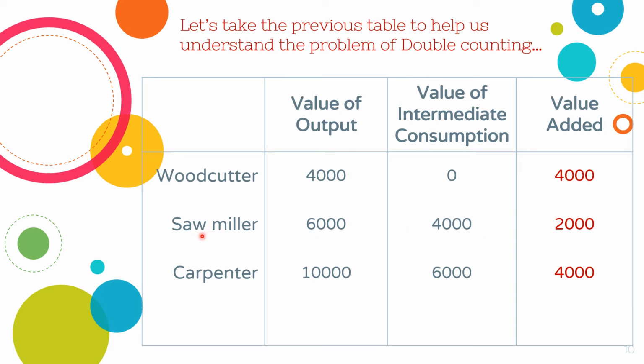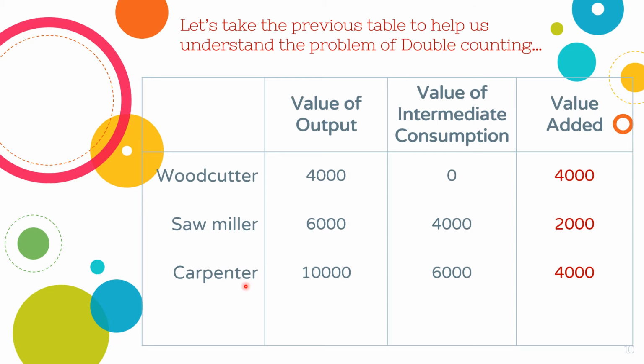We can see that the value added by the sawmiller is 2,000. The value added by the woodcutter is 4,000 because he doesn't have to pay anyone any value of intermediate consumption. However, the sawmiller has to pay 4,000 to the woodcutter for the logs of wood. The actual contribution of the sawmiller is not a total sum of 6,000 but only rupees 2,000. The 4,000 is the cost price of the logs of wood that he paid to the woodcutter.